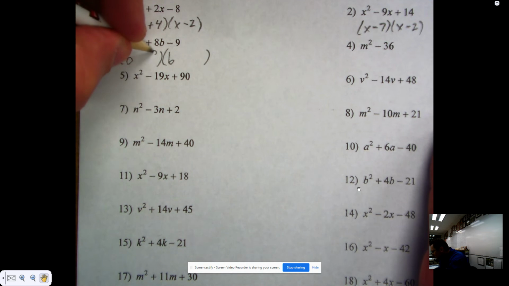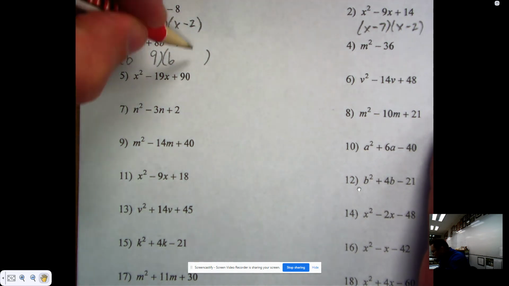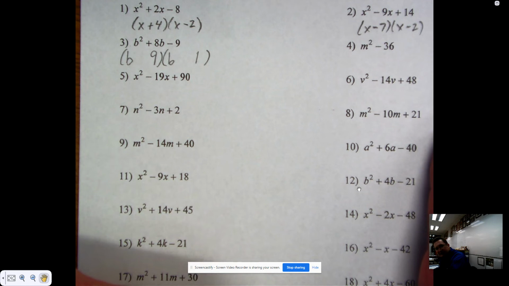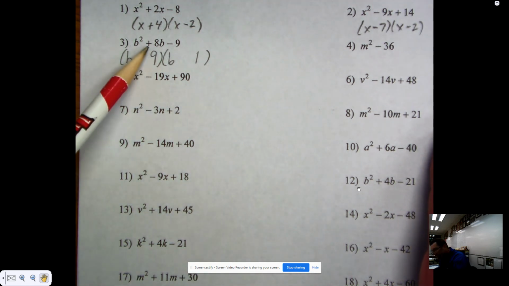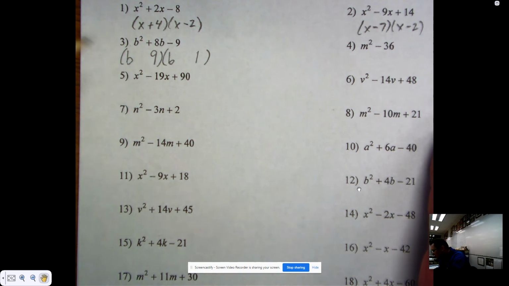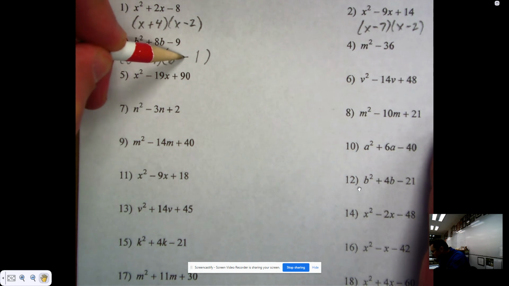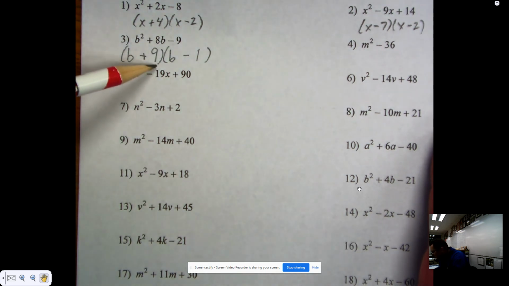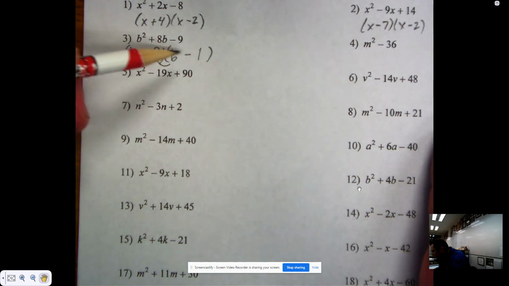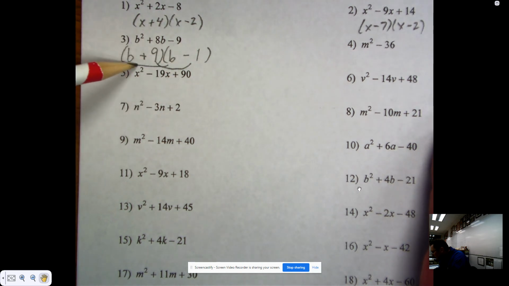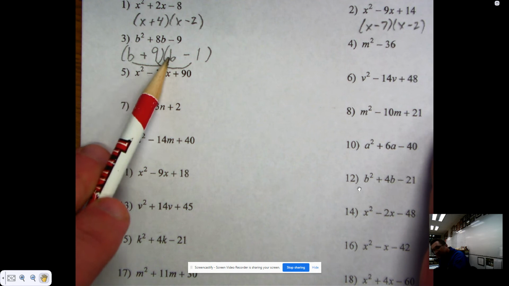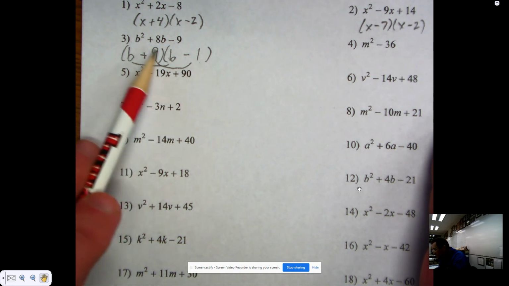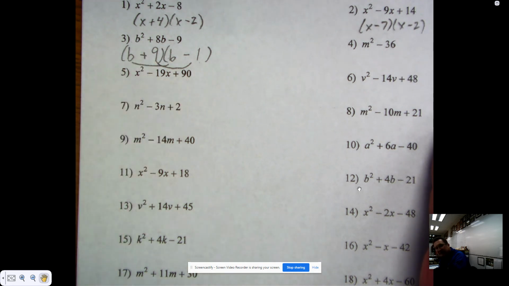And so if I put a 9 in one of these spots and a 1 in the other of those spots, and then I say to myself, okay, I want this to be plus 8b. And so if I put a plus sign here and a minus sign there, you can see that my middle terms, if I did multiply them out, if I did FOIL them, my middle terms would be 9b and then minus b for a total of 8b. And so that's the answer. Let's just go right down to the bottom one.